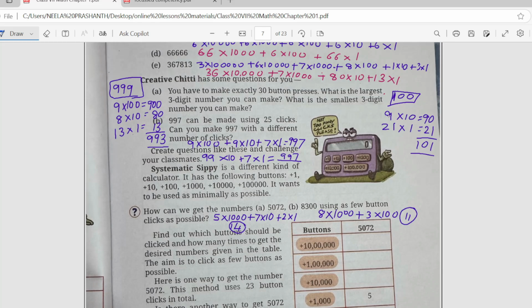So let us say 9 into 10, 90, and 21 times if I click the button 1, I will get 21. So total is 101. 101 is the nearest possible 3-digit number closest to 100. So this is the smallest 3-digit number that we can make with 30 clicks. So 9 plus 21, 30.